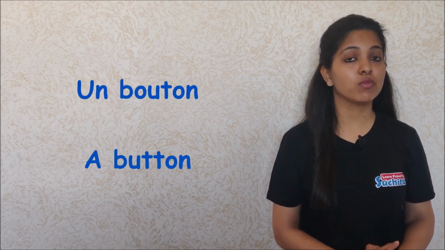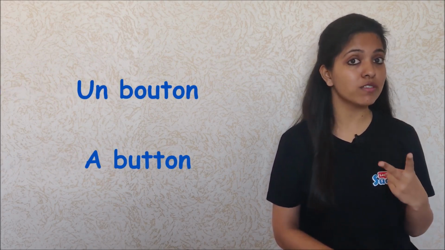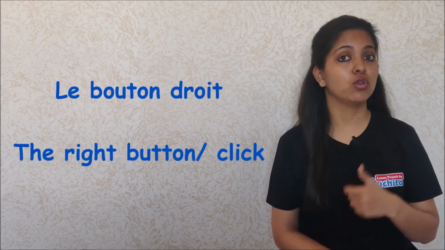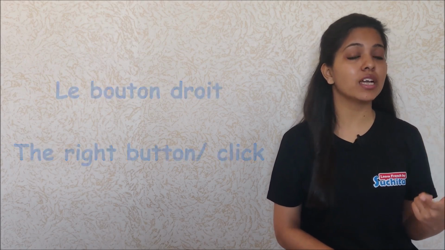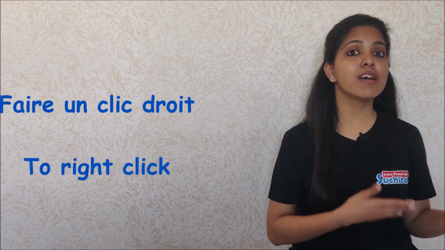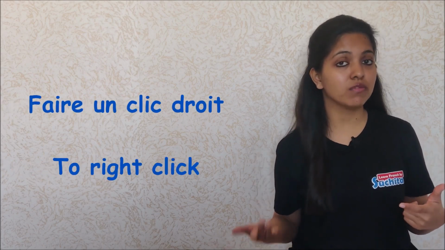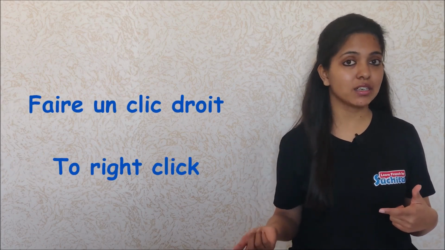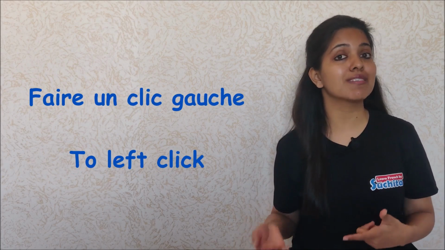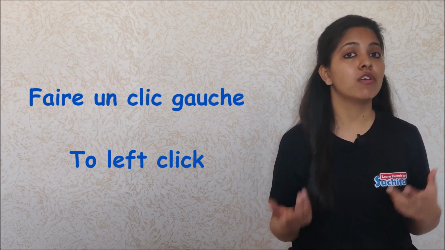Il y a deux boutons sur la souris, which means there are two buttons on the mouse. Le bouton droit et le bouton gauche. Le bouton droit, which means the right click, et le bouton gauche, which means the left click. Alors, faire un clic droit, which means a right click, ou on peut dire faire un clic gauche, which means a left click. This is like a verb.